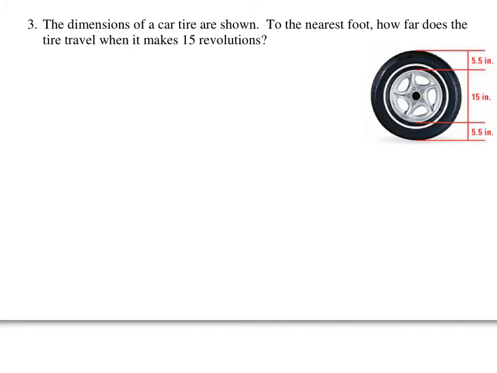On this question, we're going to go through a real-life question on how far this tire will actually move if we rotate it 15 times. So in 15 revolutions, how far does it actually travel? And notice it's in feet, and our original measurements over here are in inches, so we're going to have to do some conversions at the very end. So first, we need to find the circumference, but before we do that, we need the diameter. So the diameter, we need to add our 5.5 to our 15. So the diameter ends up being 26 inches.